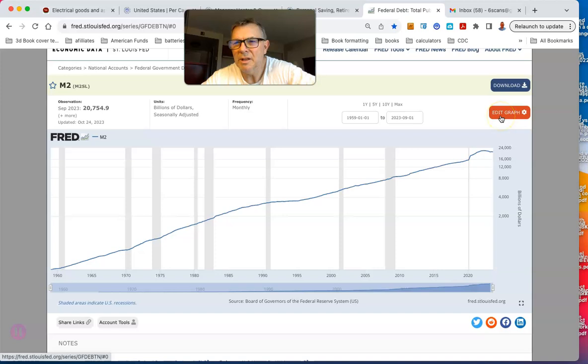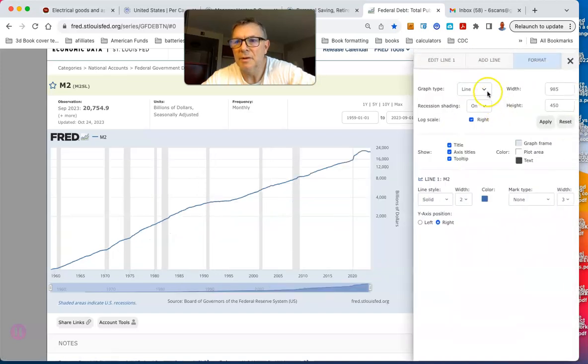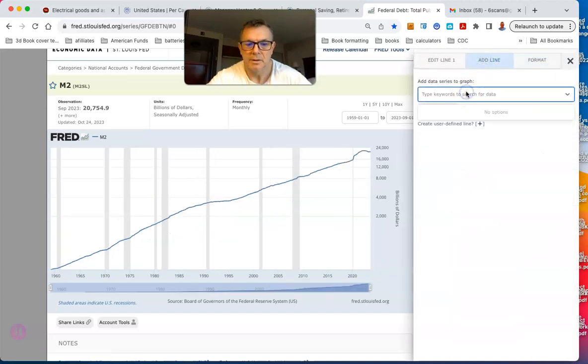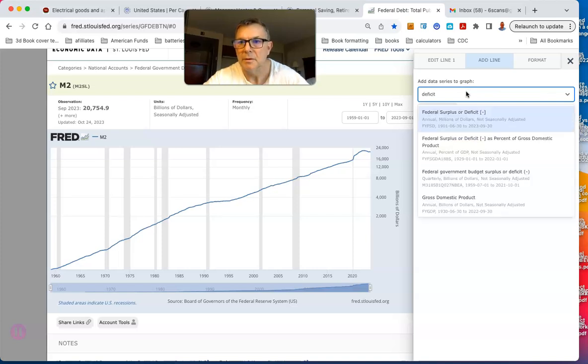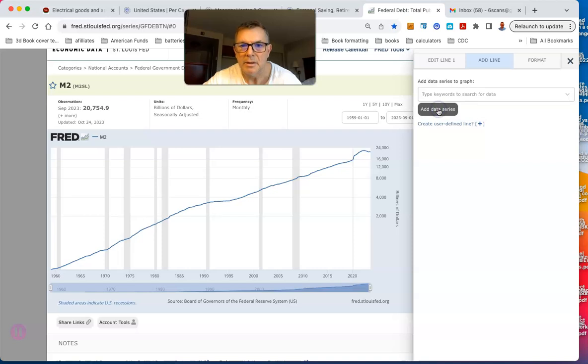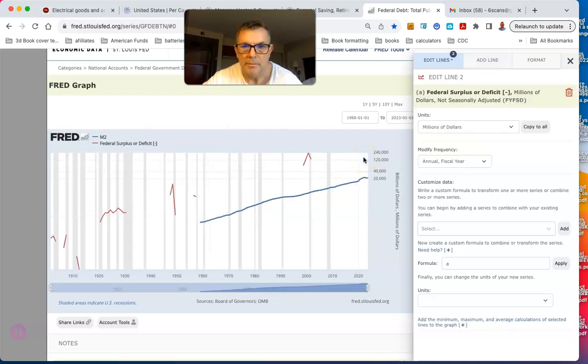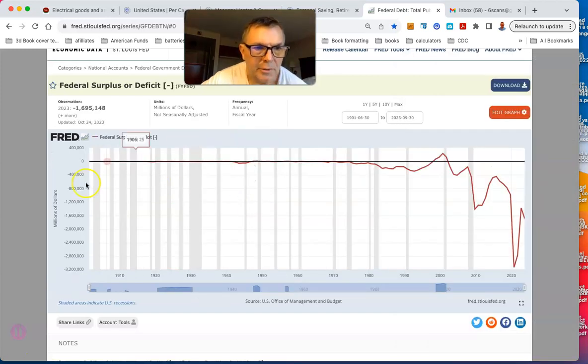Lastly, let's look at, I wonder if it gives us the deficits. Add line, let's go to deficit. I'm not sure if it does or not. But yes, there we go. Let's see if it does that. Let's see what we got. Let me pause it. So here are the federal deficits.